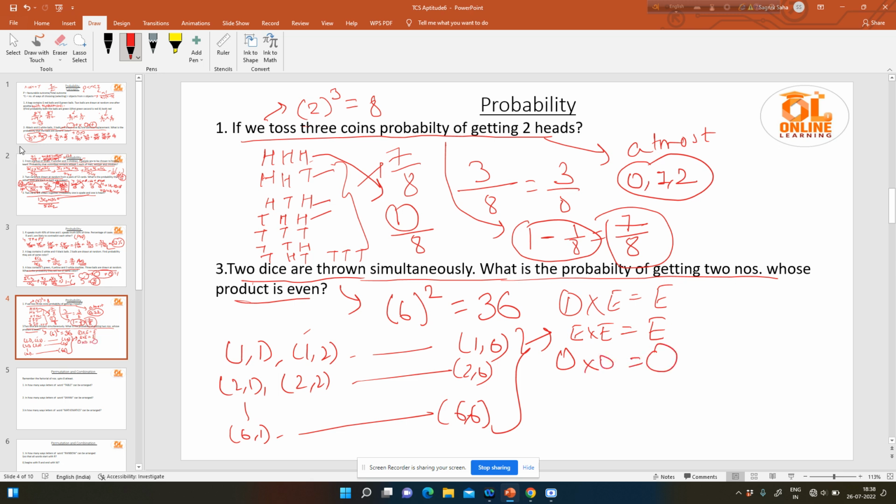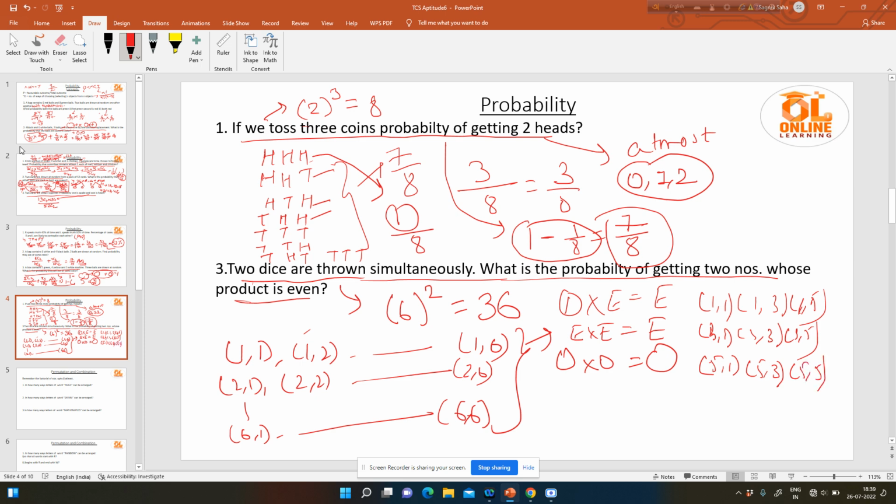So we will find which are the outcomes where both the numbers are odd. It would be 1 comma 1, 1 comma 3, 1 comma 5, right? Then 3 comma 1, 3 comma 3, 3 comma 5. Then we will have 5 comma 1, 5 comma 3, 5 comma 5.